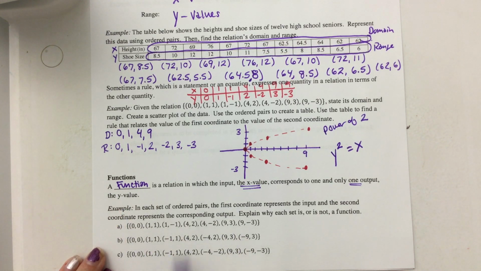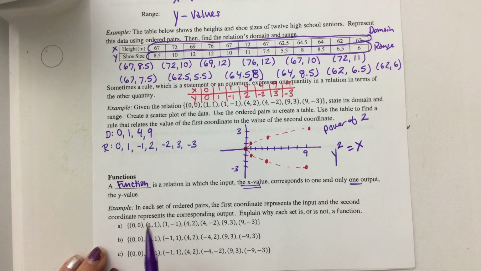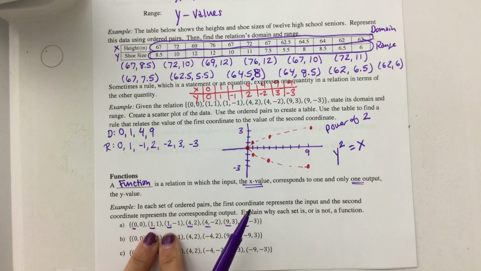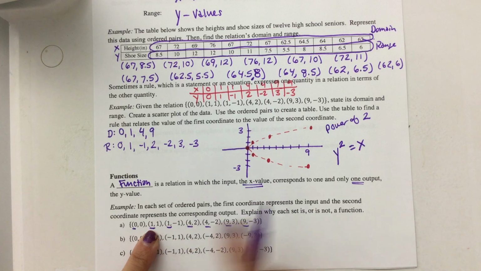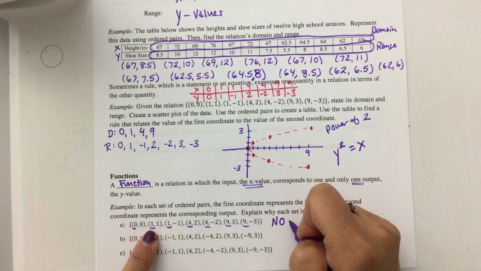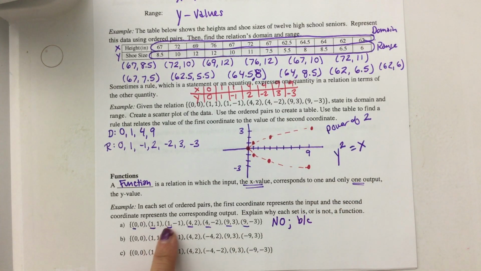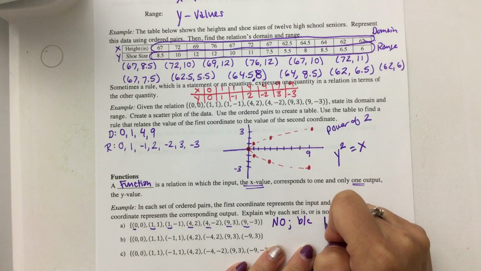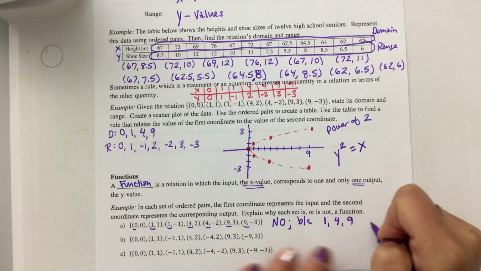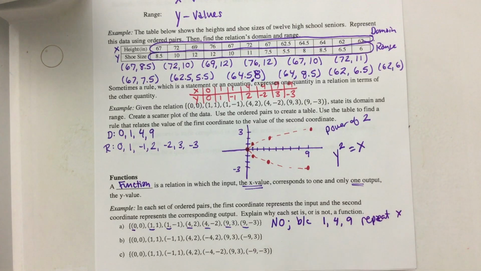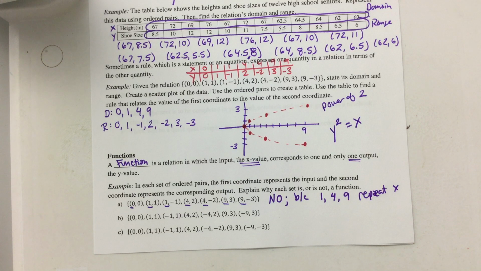So these are all relations. If you want to see if it's a function, you look at only the x values. Every x value can occur only once. So there's a 0, this is a 1, this is a 1. So no, this cannot be a function because the 1s repeat, the 4s repeat, and the 9s repeat in the x location. You cannot have x's occur more than once in order for it to be a function.